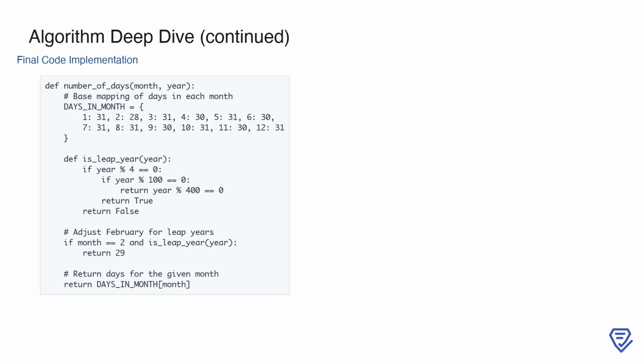This implementation is concise and ensures correctness by leveraging the dictionary for efficient lookups and the helper function for modular leap year checks. With this approach, the algorithm handles both typical and edge cases effectively, providing the correct number of days for any valid month and year combination.